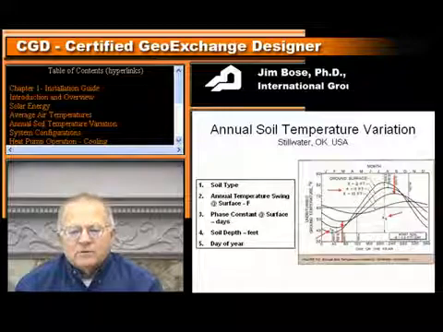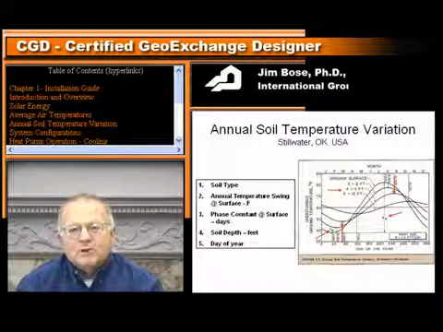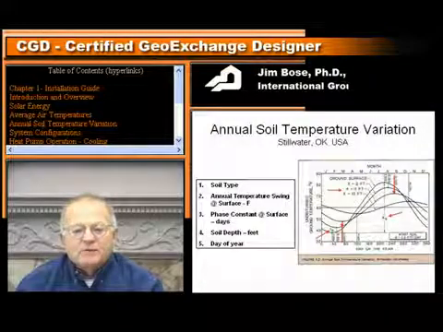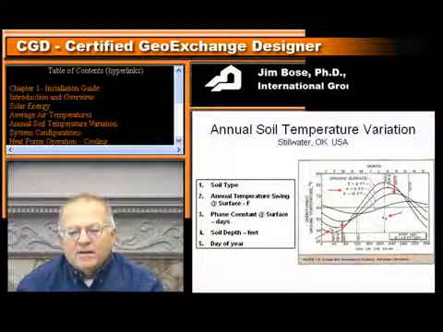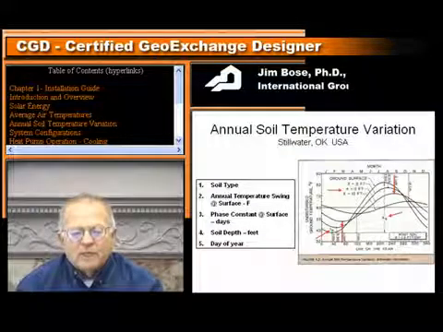Now we define that curve in 2 ways. The amplitude is how it ranges above and below that 62 degrees Fahrenheit. You can see that at the surface it goes up 20 or 30 degrees above that in the summertime, and goes below that in the wintertime.